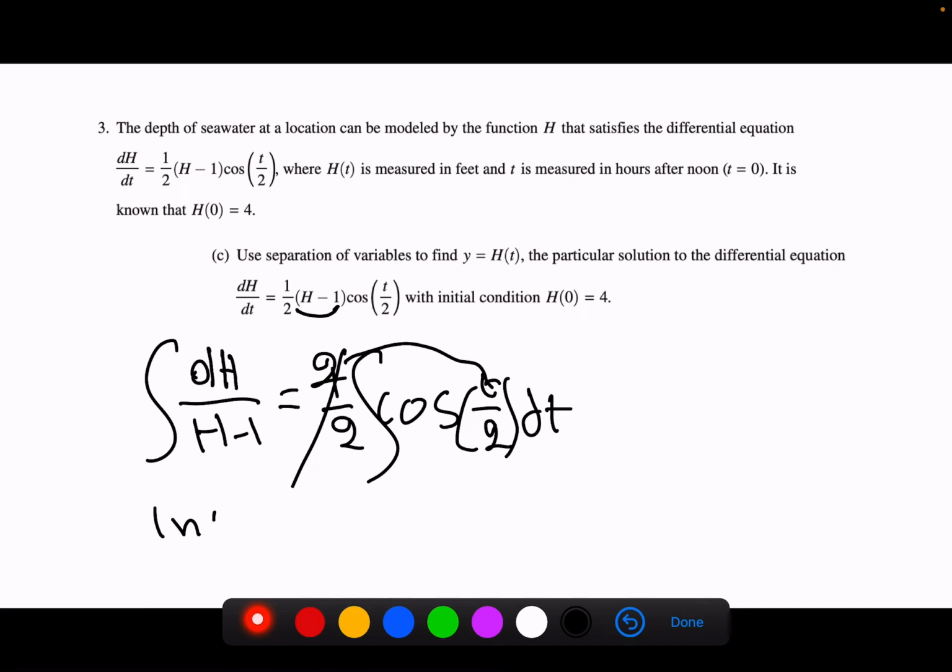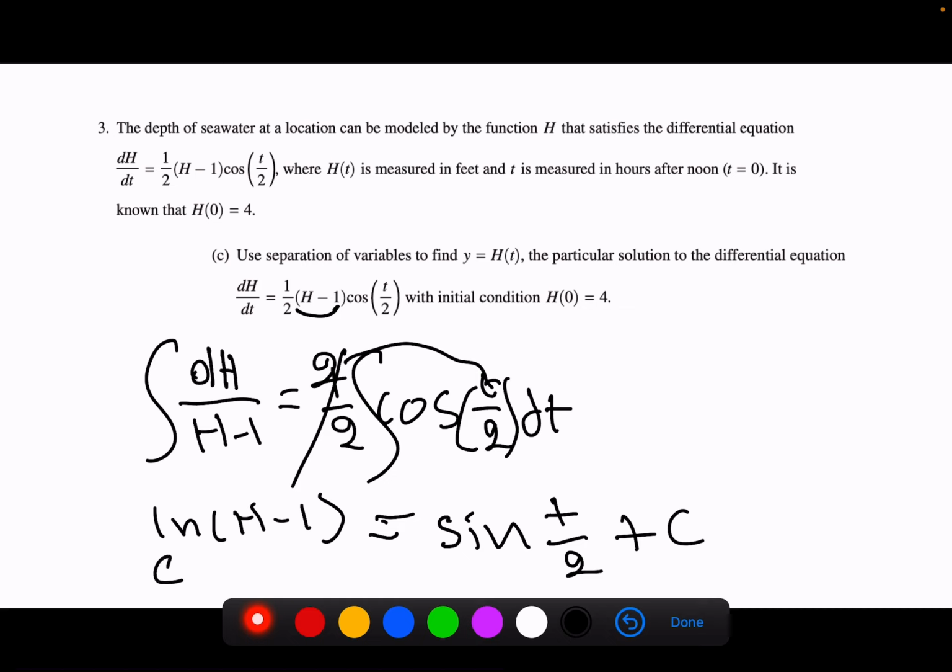So we have the natural log of h minus 1 is equal to sine of t over 2 plus c. Then we're going to have e as our base. Let me move here for my work. Now we have h minus 1 is equal to c e to the sine of t over 2.